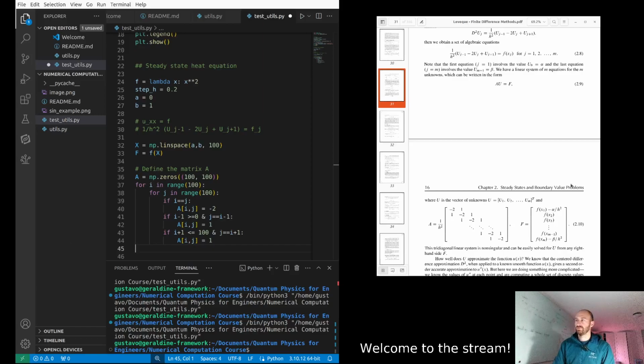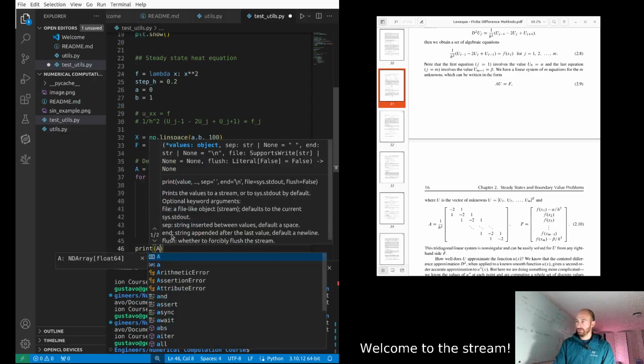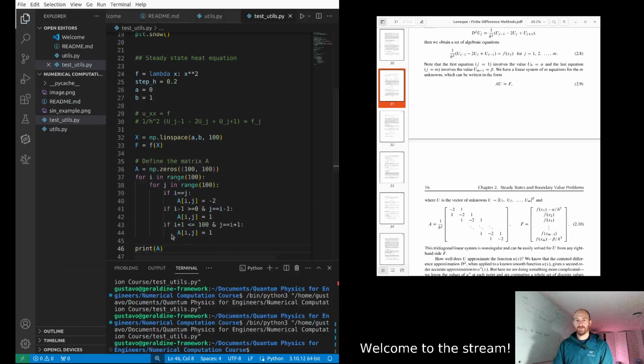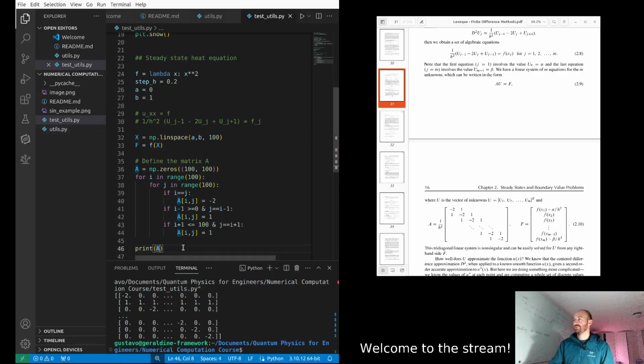So let's give this a shot. How about we print this matrix A just to make sure that it's working. Maybe let's run it just to see what we can do. Okay, the matrix looks correct. I think the only thing is that it does not look correct. I think it replaced some stuff.